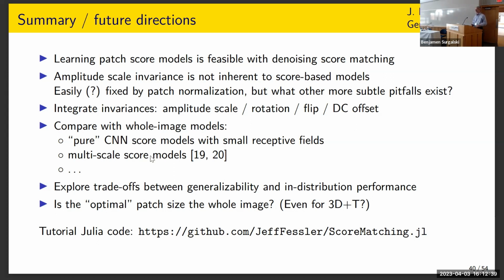There's recent work on what's called multi-scale score models. And in some sense, my patch model is just the finest scale. So maybe I could have a couple scales, still not trying to generate the entire image. There are more trade-offs to explore, and I really want to work on this in dynamic imaging problems where my data is really 3D plus time, and I'll never have enough training data to train a whole image model from it.